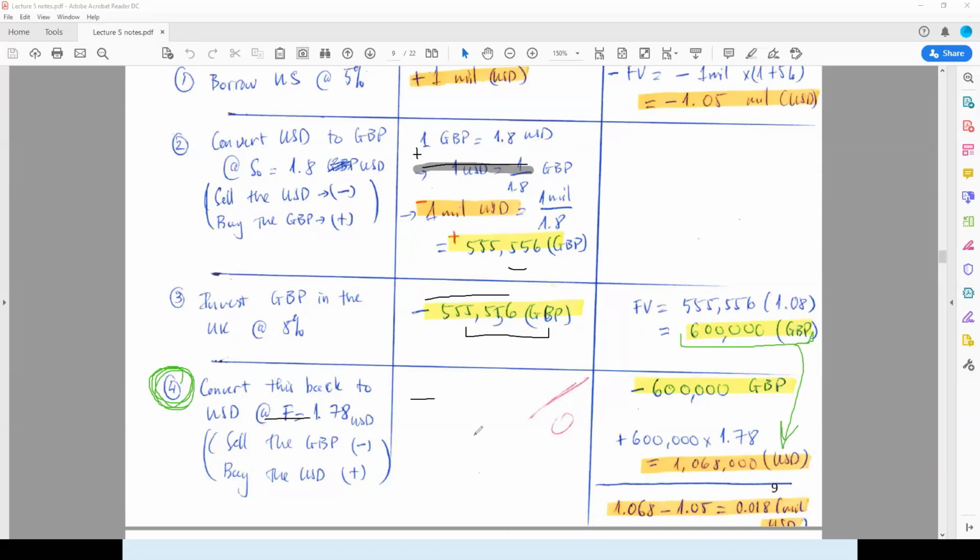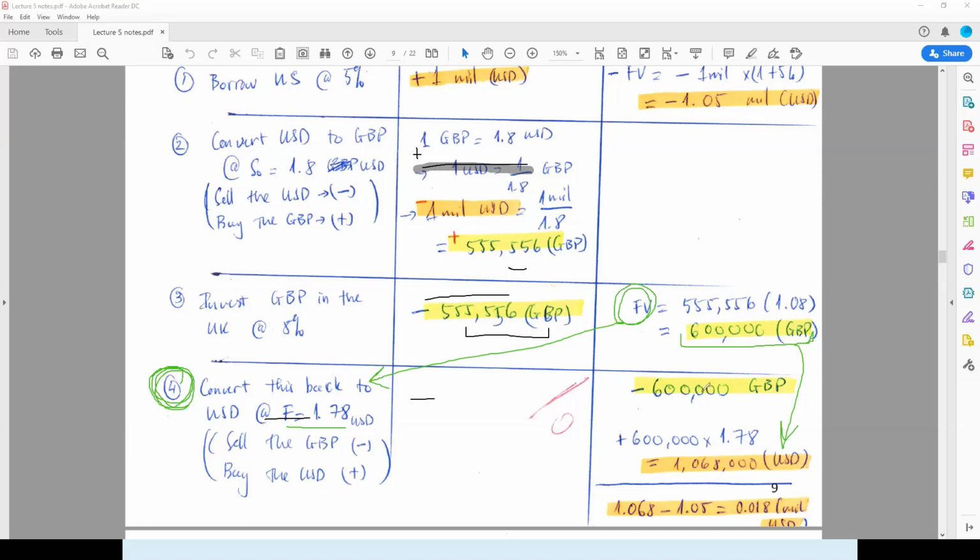Now, if I want to eliminate all of the foreign exchange rate risk, I will be converting this amount back into the USD using the forward contract, right? So at time 0, I will be entering into a forward contract to sell the pounds at the forward rate of 1.78, okay? How much do I sell? I'll be selling the future value from step 3, okay? So in the current time, I will need to sell the pounds forward using a forward contract for a size of 600,000 pounds, okay?